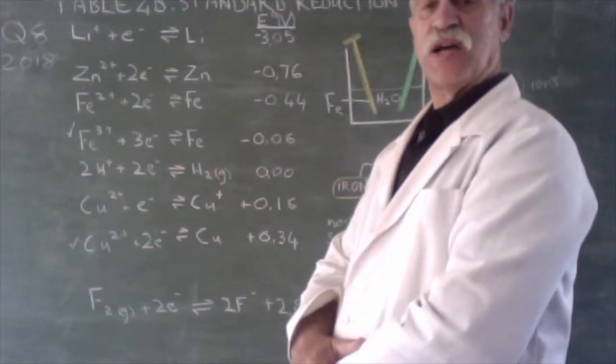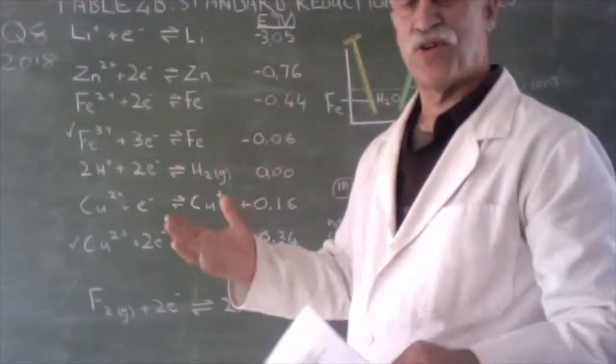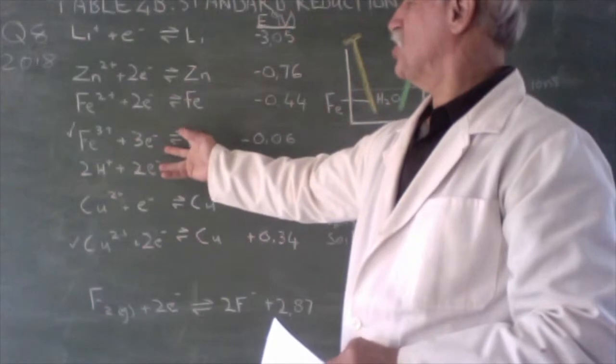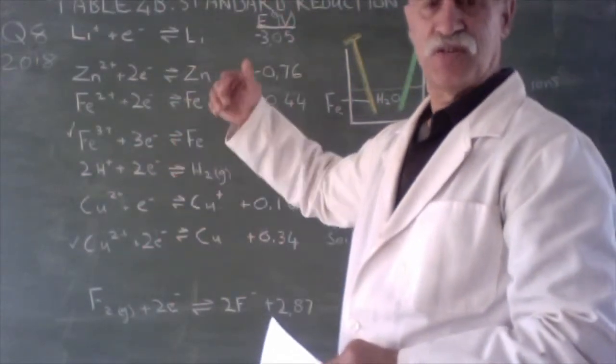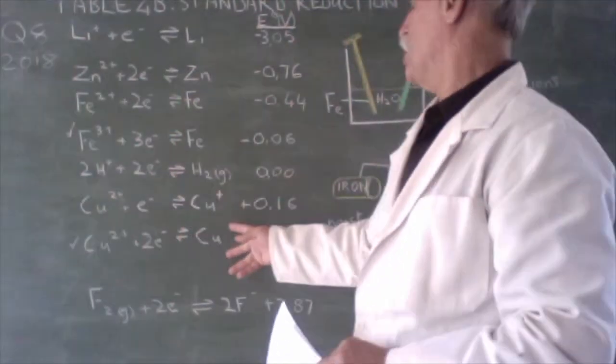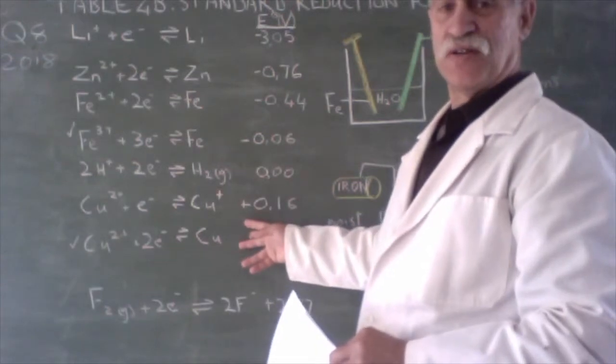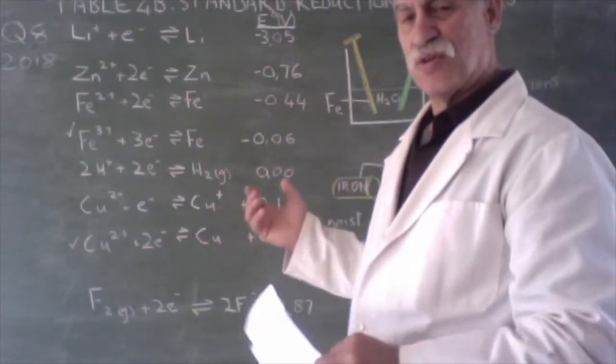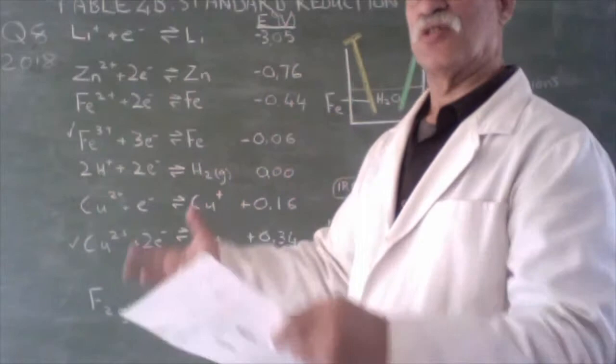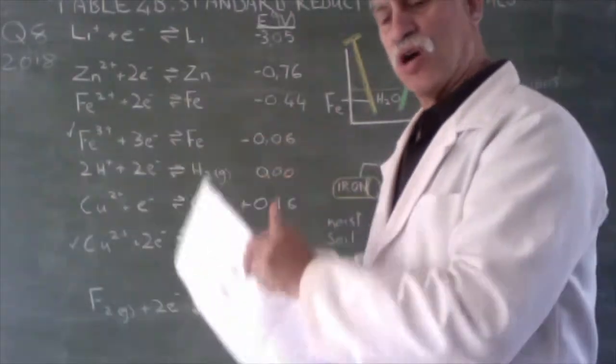It's a greater oxidizing agent. So we got these terms. If something is oxidized, it's a reducing agent. If something is reduced, like this, it's an oxidizing agent. So you've got to get used to the terminology that if it's oxidized, it's a reducing agent. If it's reduced, it's an oxidizing agent.